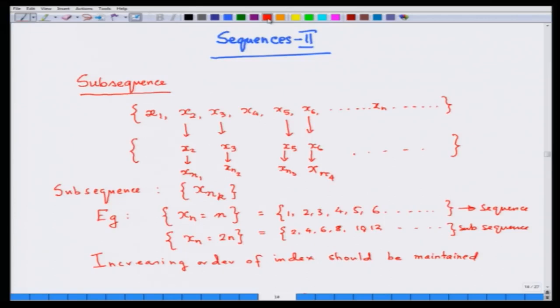But remember that here I have to maintain the order of the indexes 2, 3, 5, 6 and so on. The increasing order of index has to be maintained. If I say first put x6 and then I put x2 and then I put x12, it is not a subsequence, and this is a very important point. If you do not maintain this point, then you can't play with the subsequence. So, playing with the subsequence is a very, very important game that mathematicians play, that has to be kept in mind.